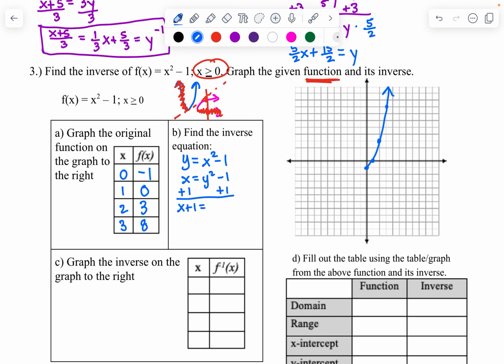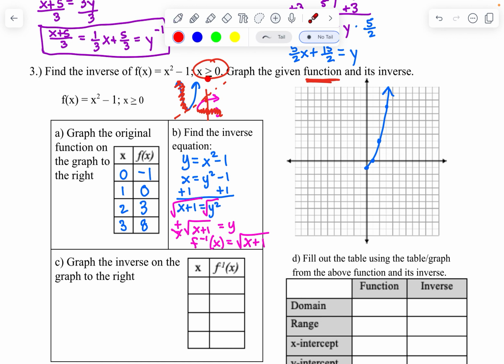So I'll add the 1, and then we need to square root to undo the square. And normally when we do square root, we always have to put down plus or minus. But because we have this domain restriction right here, we have to restrict here. So because this is the positive case, bigger than or equal to 0, we're only going to keep the positive case. And so we're going to toss out that negative case. And I'm going to go back to my function notation and say f inverse of x equals the positive square root of x plus 1.